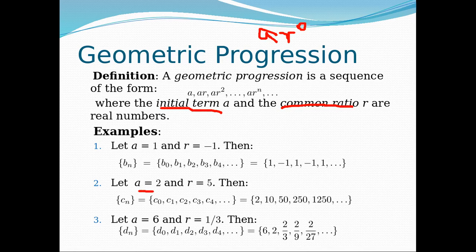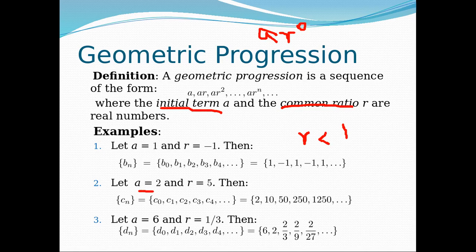And look at this here, when r is less than 1, which for example in this case is 1 over 3, and of course greater than 0, in that case the value starts decreasing rapidly. For example, it starts with a 6, and then we multiply it by 1 by 3, it becomes 2, and then it becomes 2 by 3, 2 by 9, 2 by 27, and so it keeps on decreasing and decreasing.